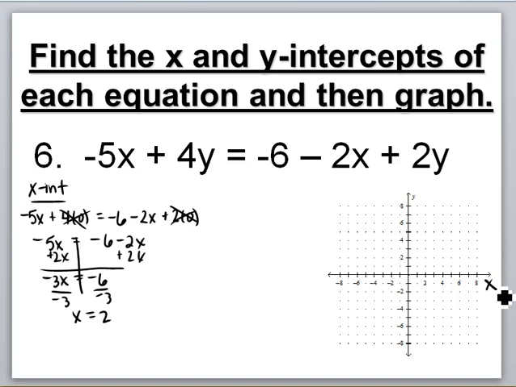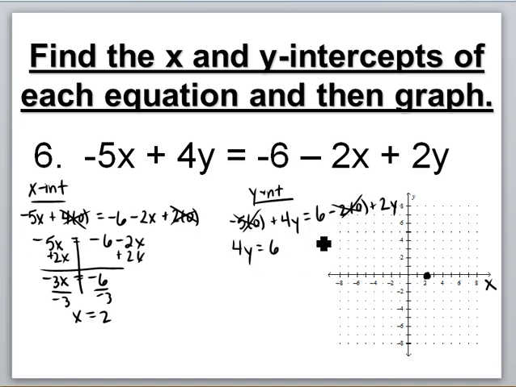On my x-intercept, or on my x-axis, I mark my x-intercept of being 2. My y-intercept is found by plugging 0 in for x. So I'm going to plug 0 in for x and solve for y. For every x I come to, I'm plugging in 0. So those fall out. And this time I have 4y equals 6 plus 2y.